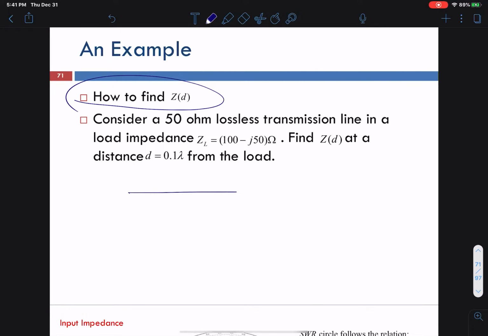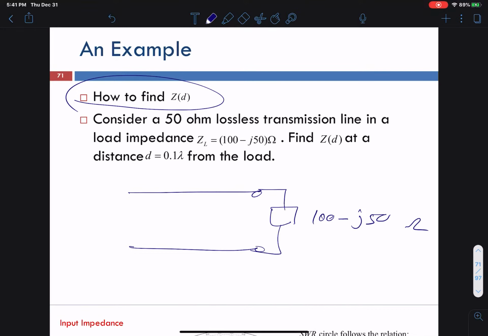So what it's saying over here, I have a load over here, right? That load is 100 minus J50 ohm, right? Then D, so I'm trying to find my impedance at this point over here. What is D is 0. Again, as I said, this is in terms of wavelength, lambda. What would be the ZD over here, right?